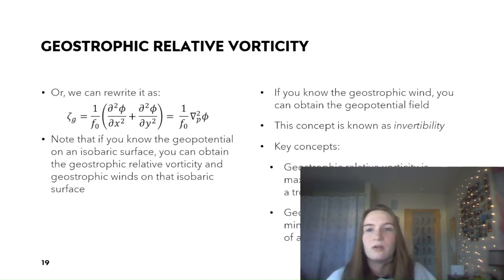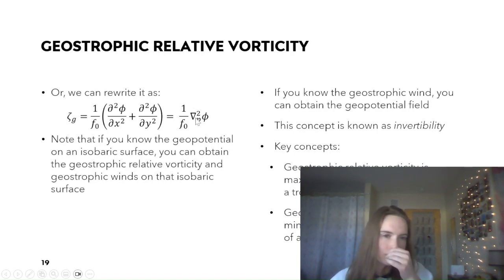So note here this del operator, that's that Laplacian, and that P subscript denotes that it's computed on an isobaric surface. That finds the maxima, remember I'm talking about maximized, and minima, minima are anticyclonic. That's what our Laplacian here, the second derivative built into that del operator, is telling us: that we're finding the maxima and minima.